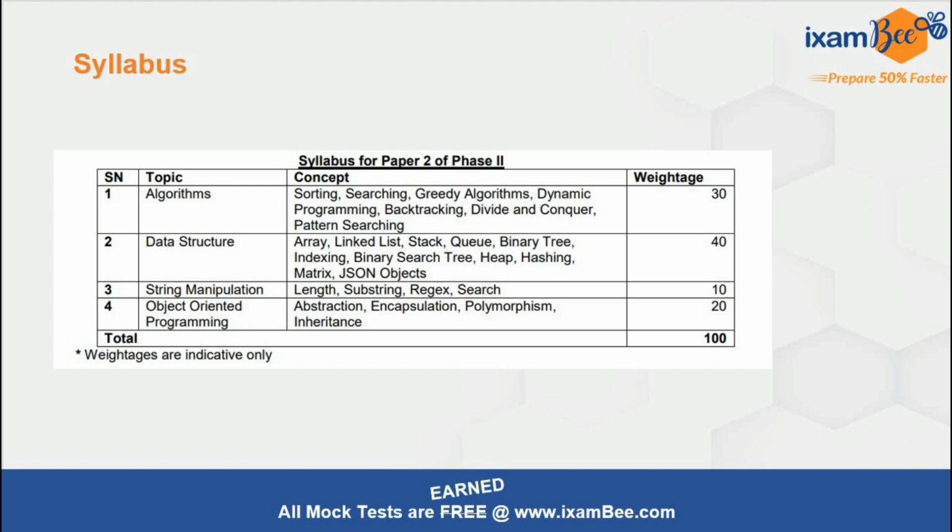Now, there is a star mark. Weightages are indicative only. It means it is not like you will get exactly 30 of the algorithm or 40 of the data structure, but yes, they are near about this. Like you can get 39 or 29 or 35 for algorithm. For the data structure, you might get 30, you might get 45. But yes, plus minus 5, plus minus 6 is the change that you can expect with this star mark. Okay, so this is the thing that you need to understand.